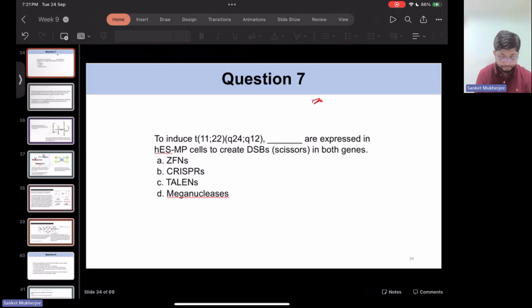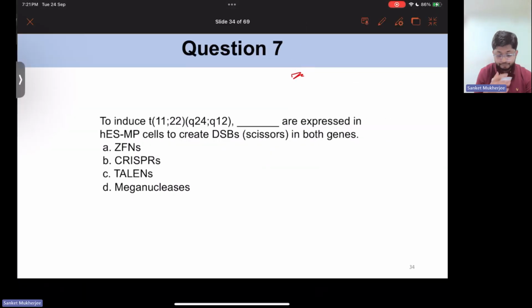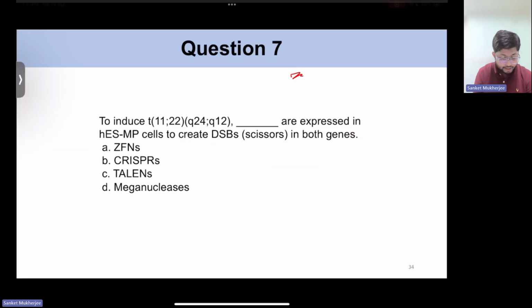I'm so sorry. Question 7. To induce a t(11;22)(q24;q12) translocation, ZFNs, CRISPR, TALENs, or meganucleases are expressed in human embryonic stem cells to create double-stranded breaks in both genes. Which is it: ZFNs, CRISPR, TALENs, or meganucleases?